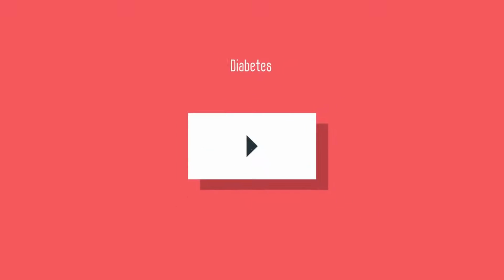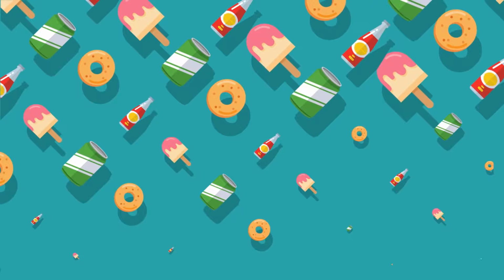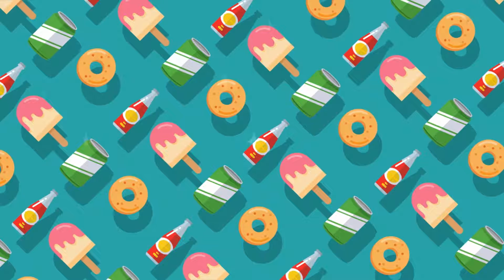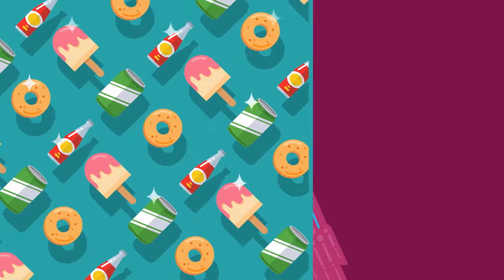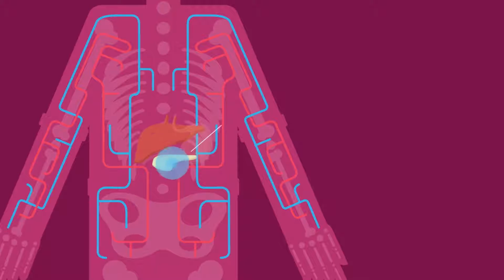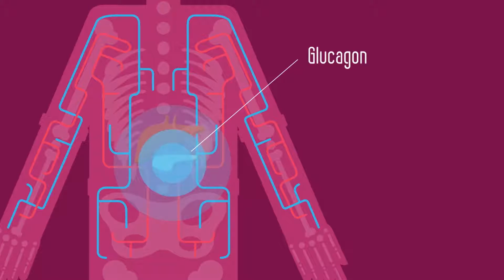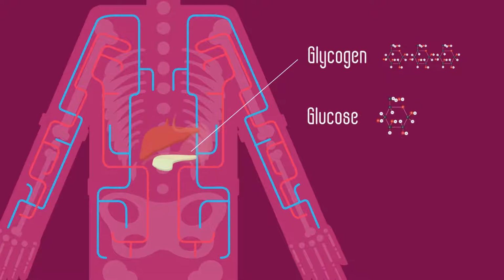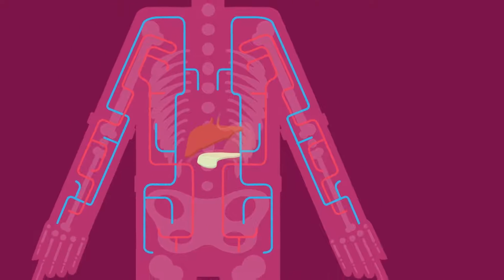The same response also occurs when you consume foods and drinks high in sugar such as sweets, cakes and fizzy drinks. When your blood glucose level drops, such as when you are hungry, the pancreas secretes a hormone called glucagon. Like insulin, the target organ for glucagon is also the liver, though it stimulates the opposite process, the breakdown of glycogen into glucose. This increases your blood glucose level back to its optimal state.